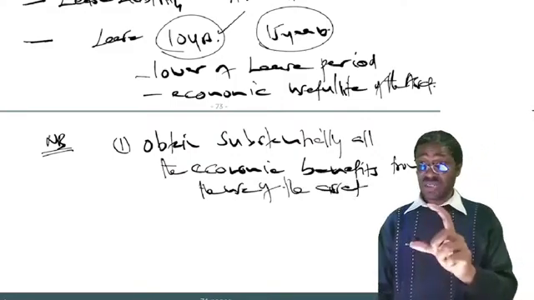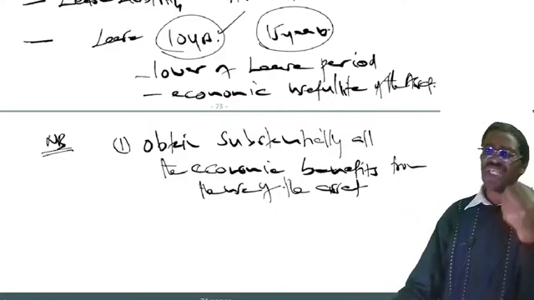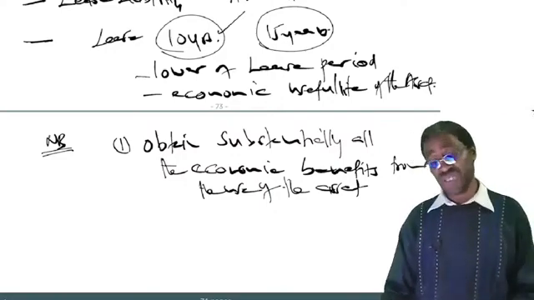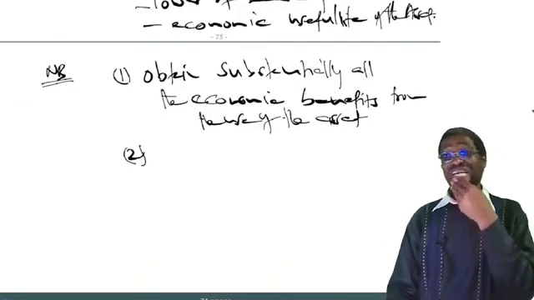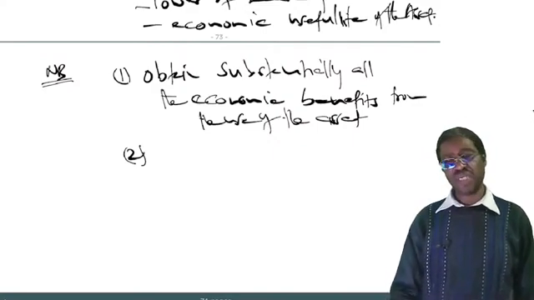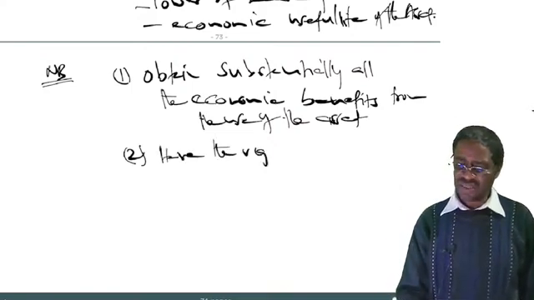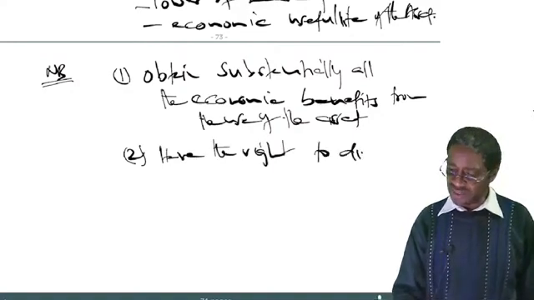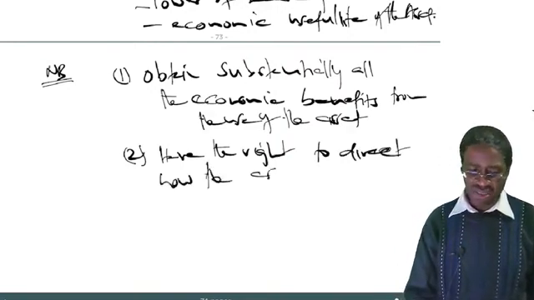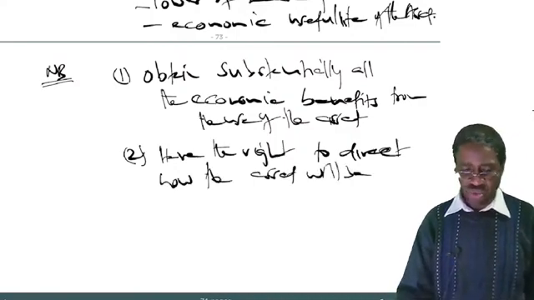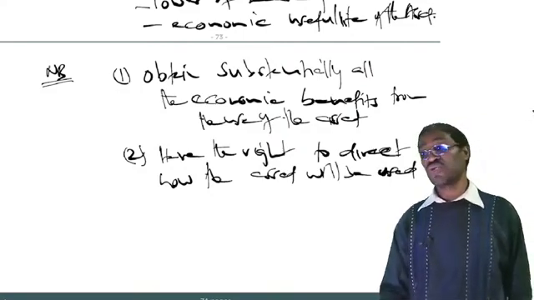We have said the lessee, which is the user, should have the right to obtain substantially all the economic benefits from the use of the asset. Number two, another condition. What other rights should he have? Number two, have the right to direct how the asset will be used. He should have the right to direct how the asset will be used.